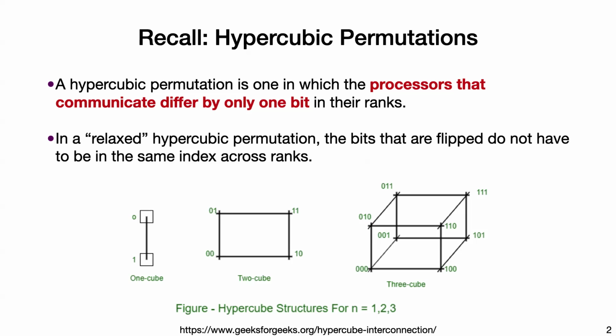There's a difference between a hypercubic network and a hypercubic communication pattern. The hypercubic network supports hypercubic permutation patterns, but there are many hypercubic permutation patterns depending on the algorithm. The permutation pattern is just saying who is sending to whom at every step of your algorithm. This relaxed hypercube is about the communication pattern, not about the underlying network. The underlying network is always fixed; it's just this connection of nodes and edges.